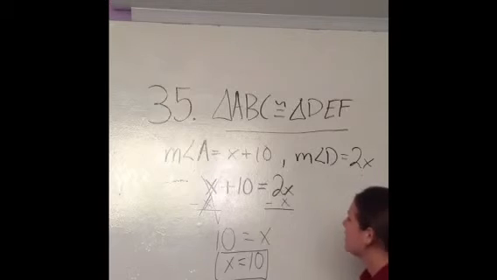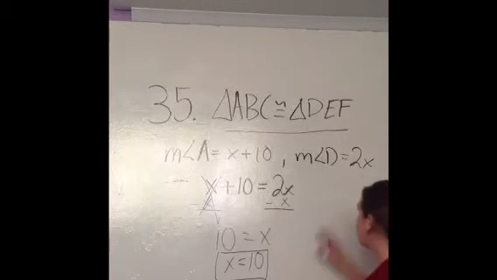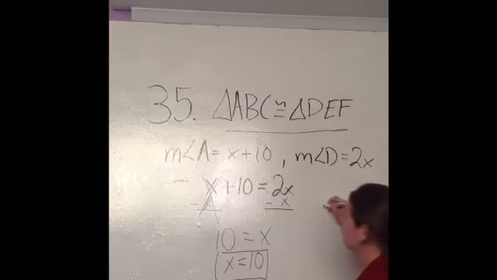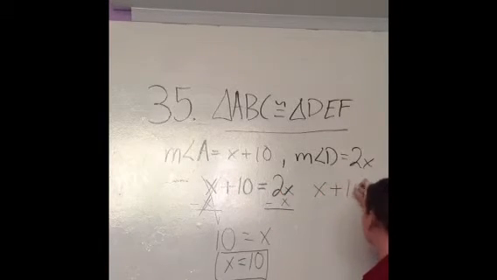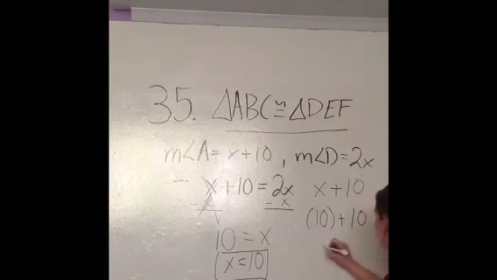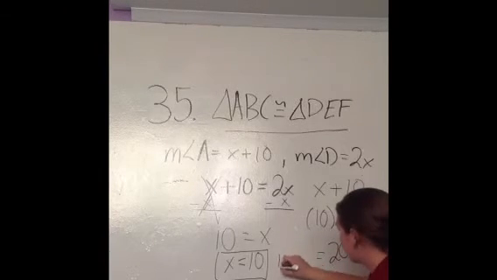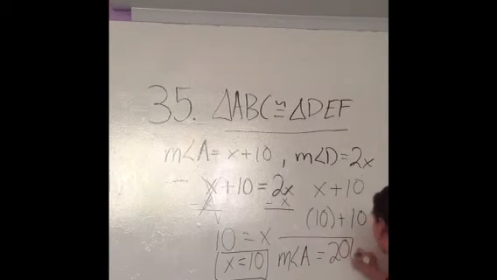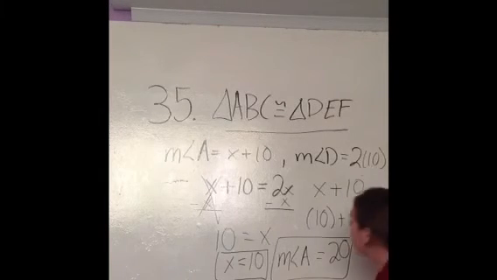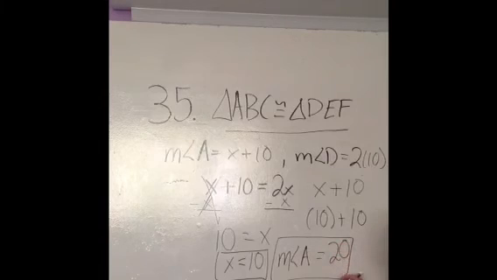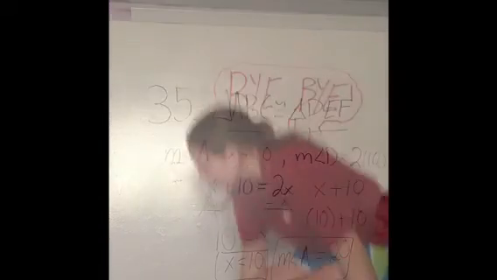So we found x. Now what we want to do is plug it in to one or both of the equations. I will use the measure of angle A equation, so it would be x plus 10. Now, as we found, x is equal to 10, so we substitute x for 10, and 10 plus 10 equals 20. So, the measure of angle A is 20. We can also do the measure of angle D equals 2x, so we can substitute x for 10, and that equals 20. So, the measure of angle A is equal to the measure of angle D, which is equal to 20. So, there you go.